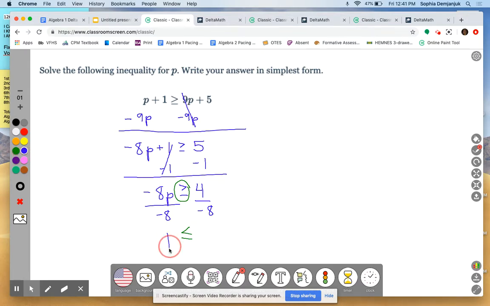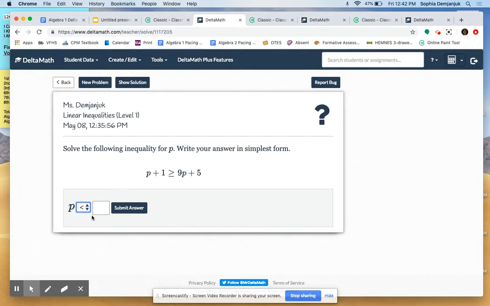On the left-hand side, all I have left is p. On the right, 4 divided by negative 8. I can simplify it to negative a half or negative 0.5. I'll go to Delta Math. P is less than or equal to negative 0.5.